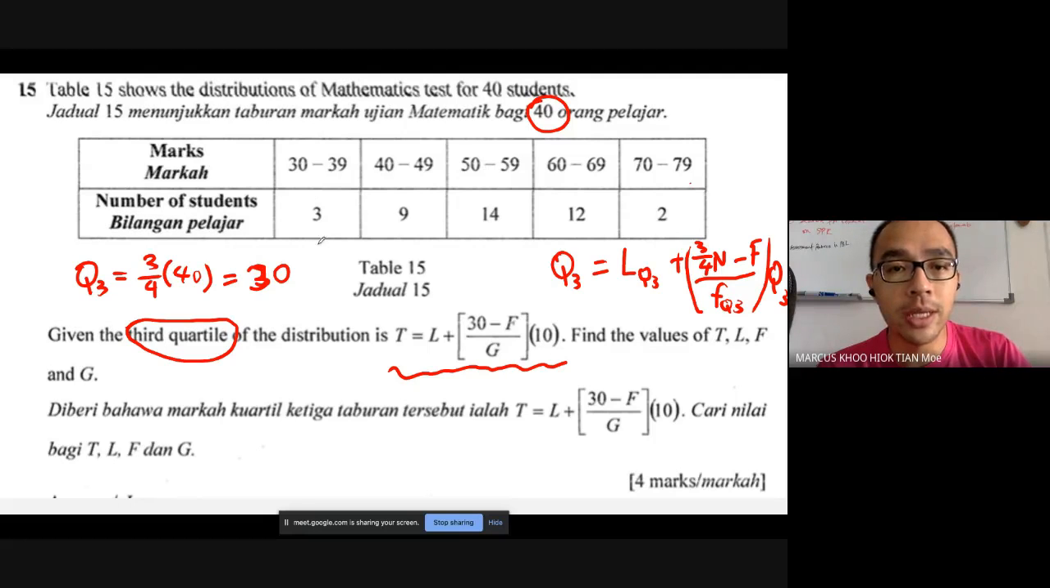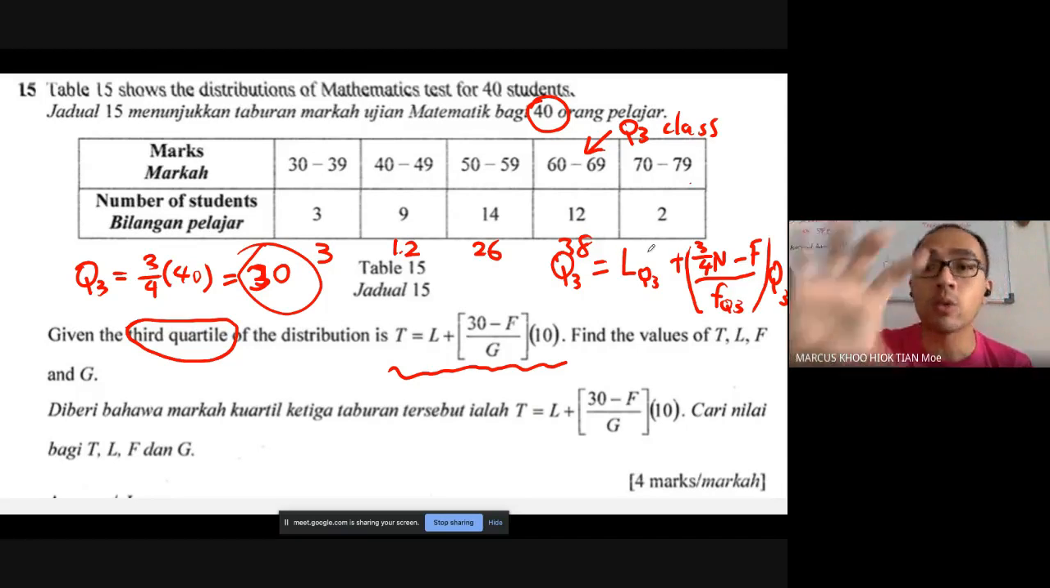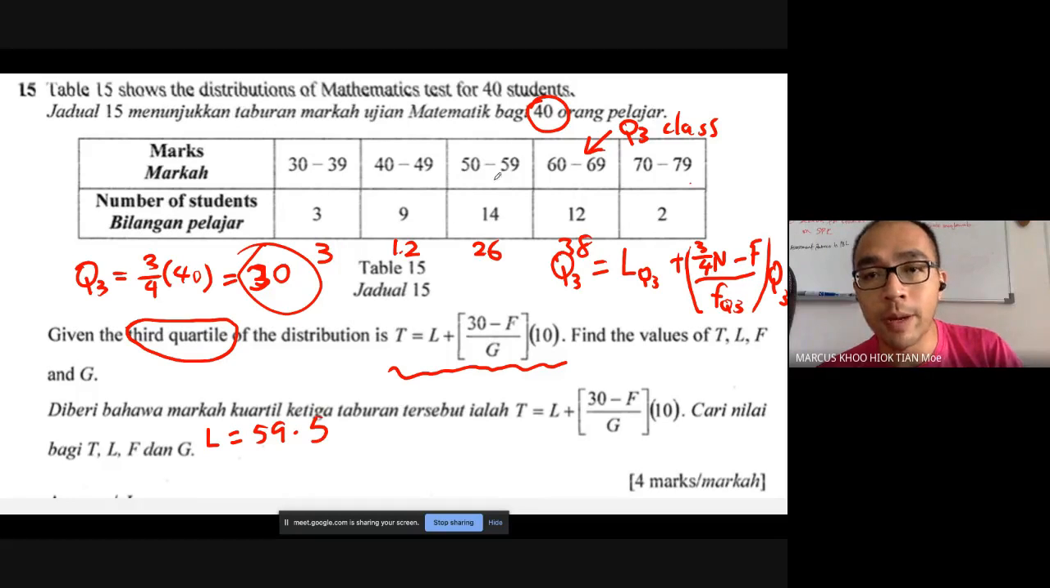So originally, 3 plus 9 is 12. 12 plus 14 is 26, which is not yet 30. 26 plus 12 is 38. So this is the third quartile class, that is, the group that contains the third quartile. But we want to find the actual third quartile. Since we know the class, everything here we know already. The lower boundary of the third quartile is L equals 59.5, because the lowest number is 60, so the lower boundary is 59.5.